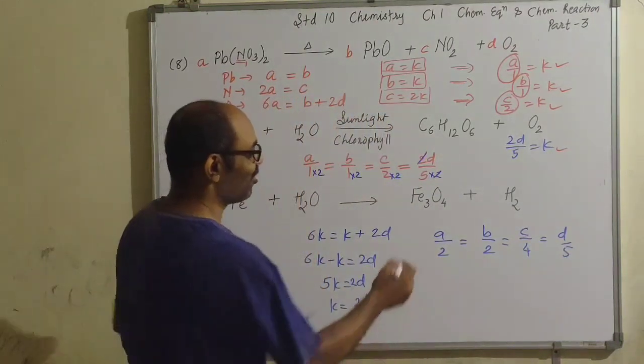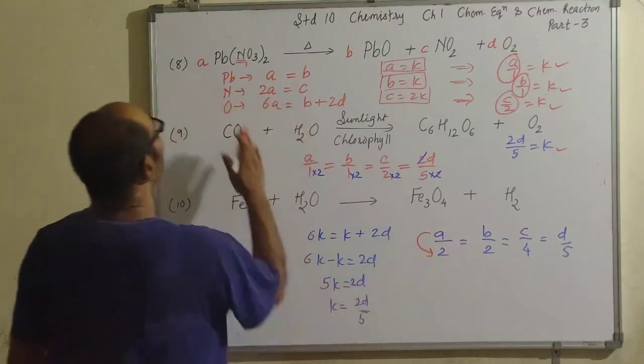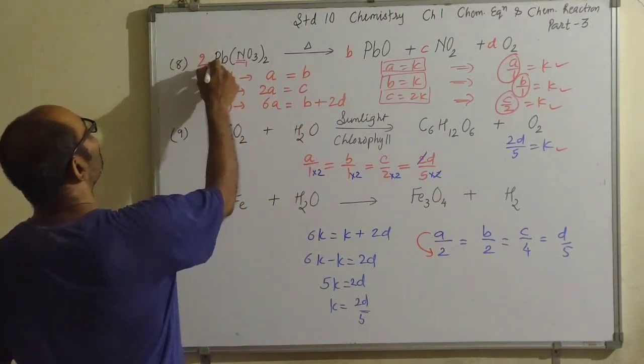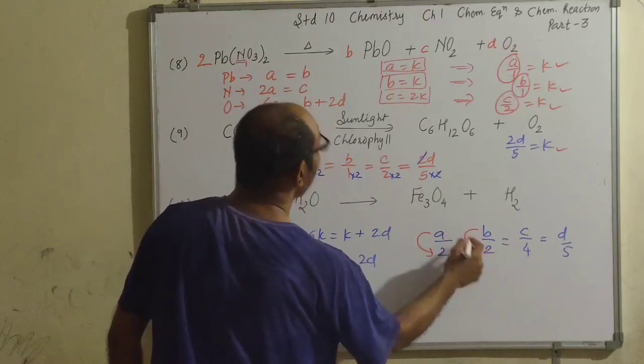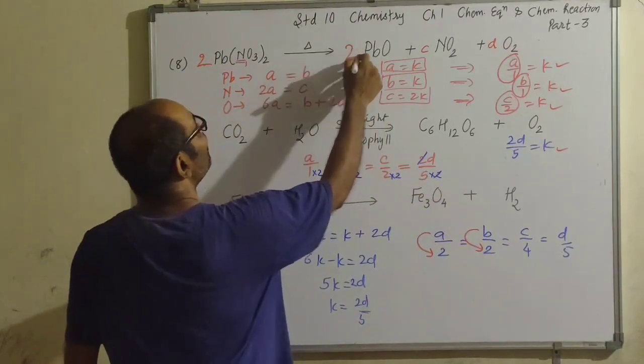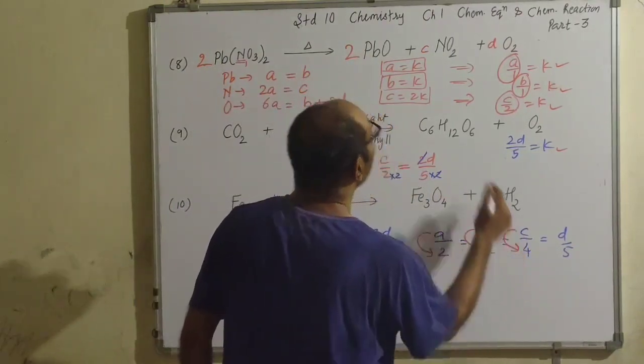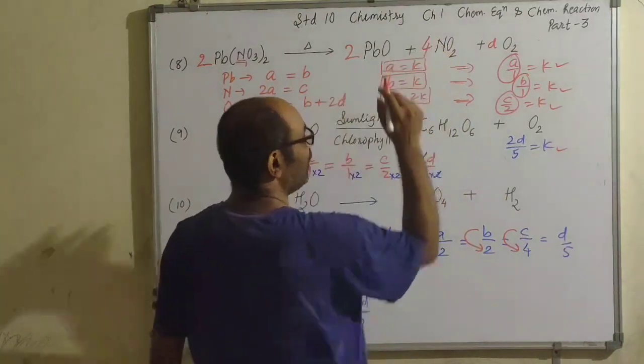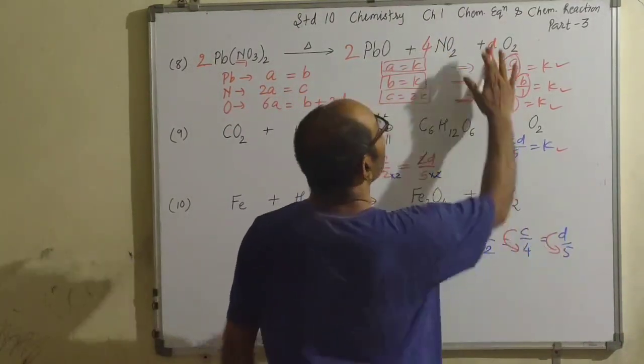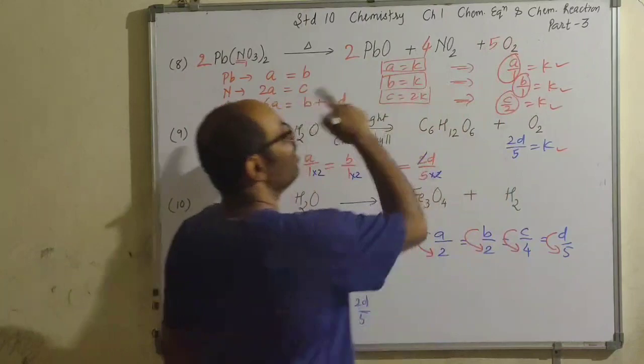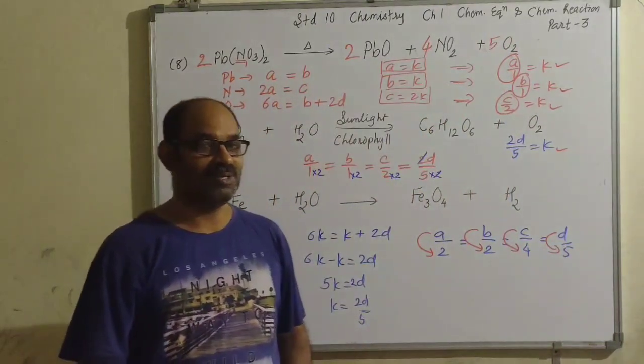Got it now? So what is A? 2. This A is 2. What is B? 2. This B is 2. What is C? 4. So this C is 4. And what is D? D is 5. And now you got the balanced chemical equation.